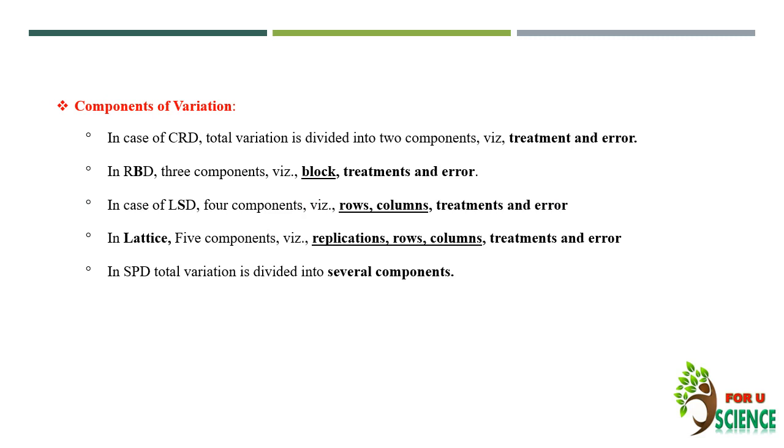If we see the components of variation, in case of CRD, the total variation is divided into two components: treatment and error. In case of RBD, there is one extra component, the block. In case of LSD, we have four components: row, column, treatment, and error. In case of lattice, there are five components: replication, row, column, treatment, and error. In case of SPD, there are several components present, like main plot, subplot, ultimate plot, different treatments and their combinations too.